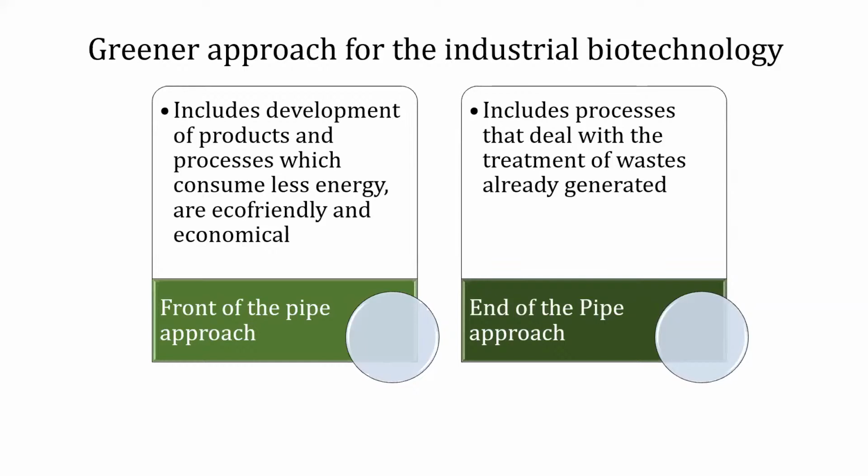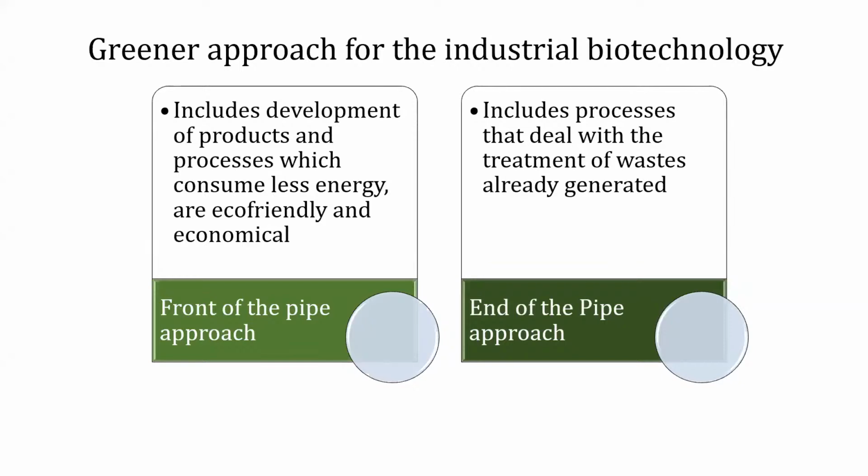Sometimes what happens is that you are producing something chemically and you are generating a lot of chemical waste. So the end of the pipe approach for industrial biotechnology is that you include processes that deal with the treatment of waste already generated. For example, in the textile industry, a lot of dyes are used. These dyes come into the wastewater, and if they are taken in by the human body, they can lead to mutation and can hamper our DNA.